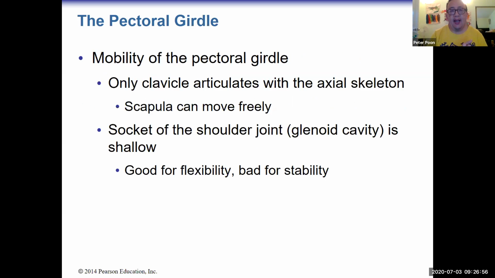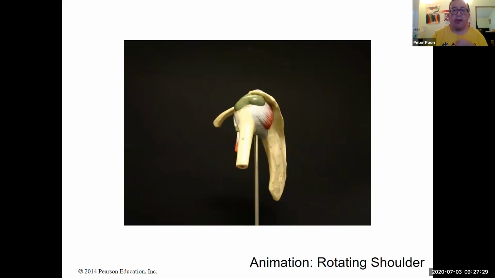Okay, again, the mobility of the pectoral girdle. Only the clavicle actually articulates to the axial skeleton, not the scapula. The scapula, or shoulder blade, is actually floating on your back. It's not physically attached to any part. The only part that attaches to your axial skeleton is this joint right here where the clavicle meets the manubrium.